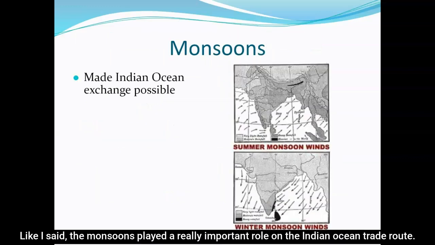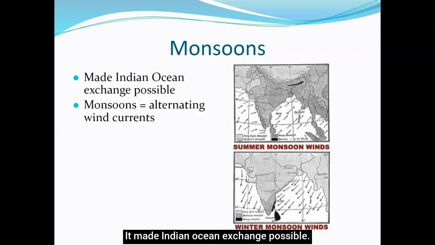Like I said, the monsoons played a really important role on the Indian Ocean trade route. It made Indian Ocean exchange possible. Monsoons are alternating wind currents. I really want to stress this. It's not the rain that most people tend to think of, but it's actually alternating wind currents. If you look to the picture on the right, you'll see the summer monsoons are blowing toward the east, and the winter monsoons are blowing like southwest.